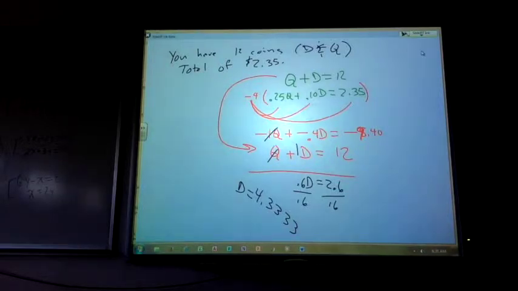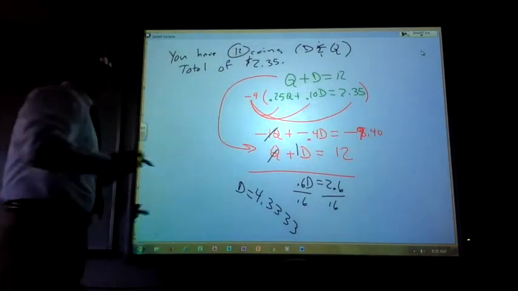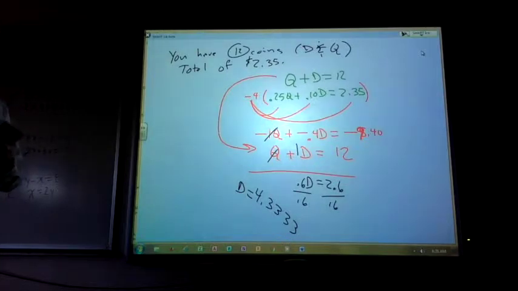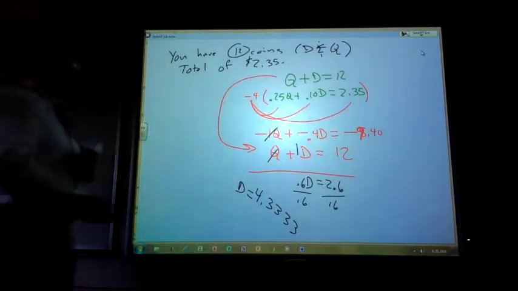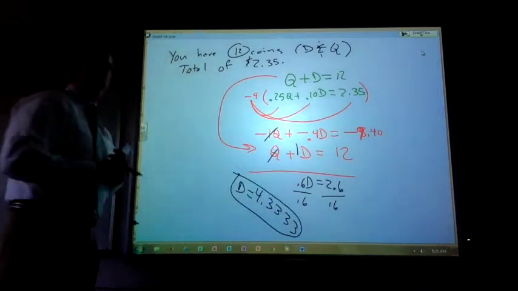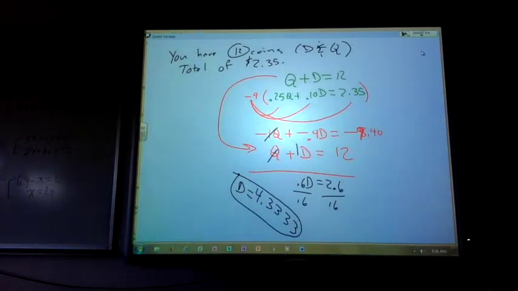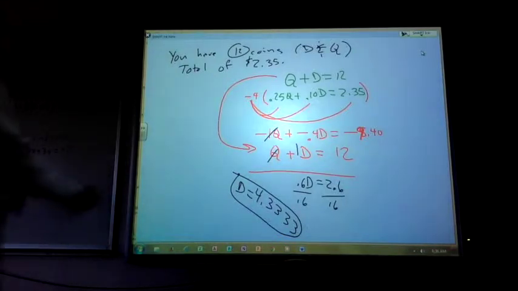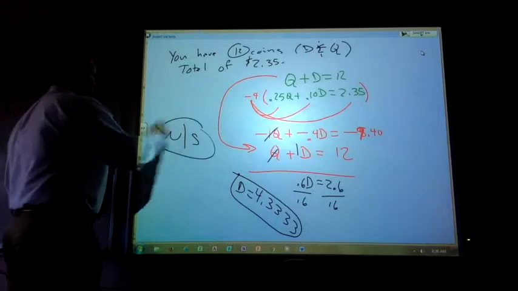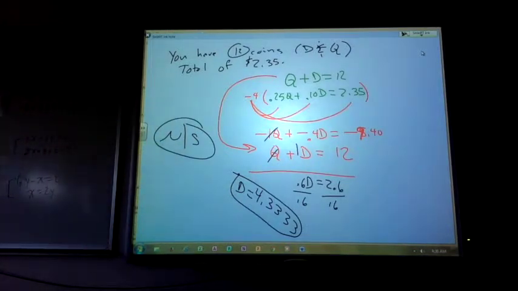Does everyone get that? This problem looks like it could work: I got 12 coins total, having to be dimes and quarters, making $2.35. I was able to solve it, and I came out to 4.3333 repeating dimes. You're not going to come up with 4.33 repeating dimes, not even 4.3 dimes. So there is not going to be a solution to this problem, and that's important to know: sometimes you might work out a problem and there might not be a solution that would work.